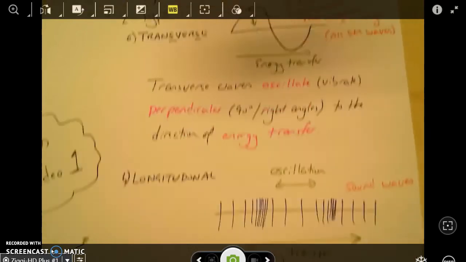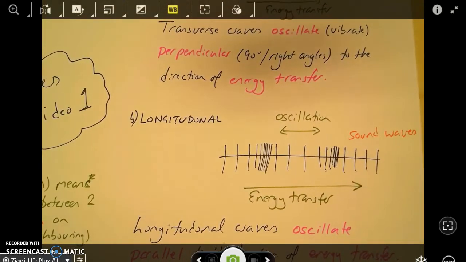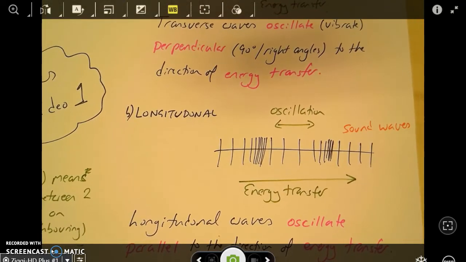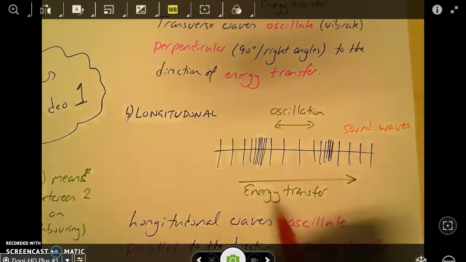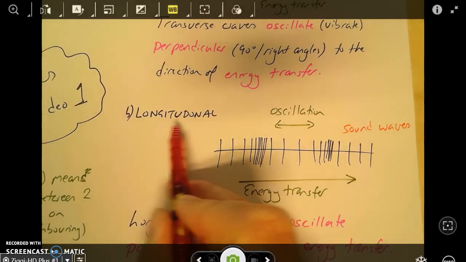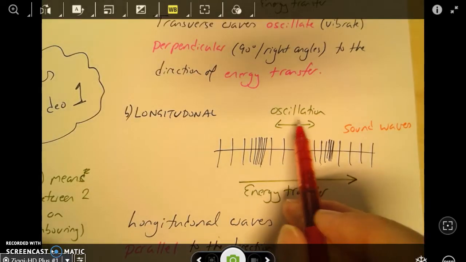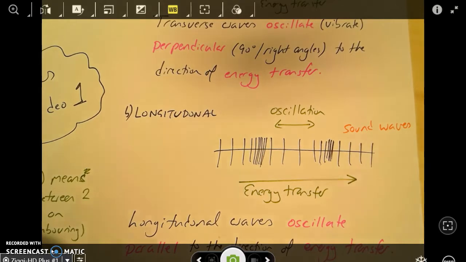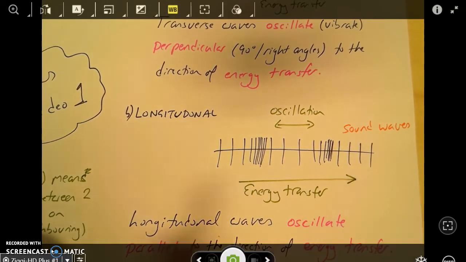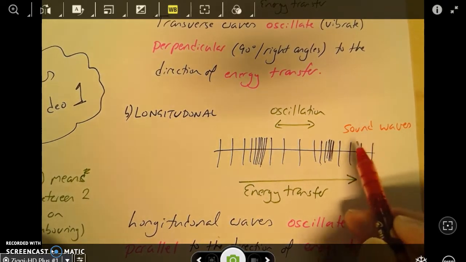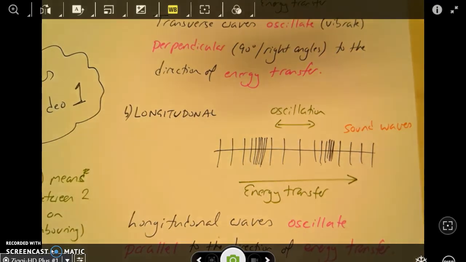Okay, the other kind, and you might remember your teacher showing you a slinky spring with these types of waves, is longitudinal. And you can remember because it goes along the wave, so it's longitudinal. In this case, the oscillation or vibration is back and forwards. And the energy again on this diagram is being transferred to the right. And the only really good example of this for you is sound waves. That's the example to use.